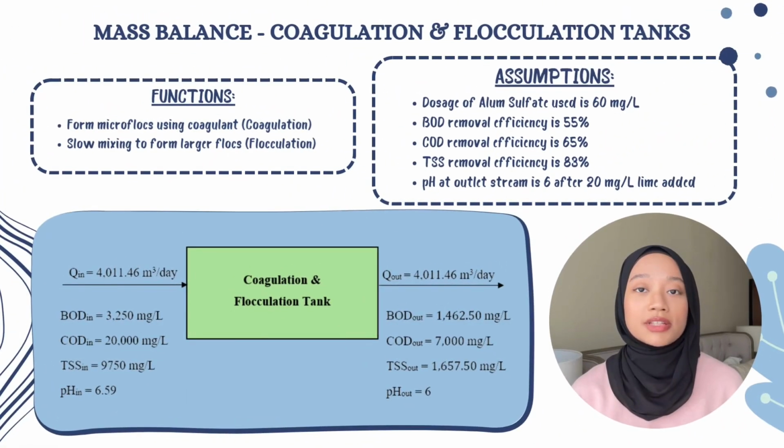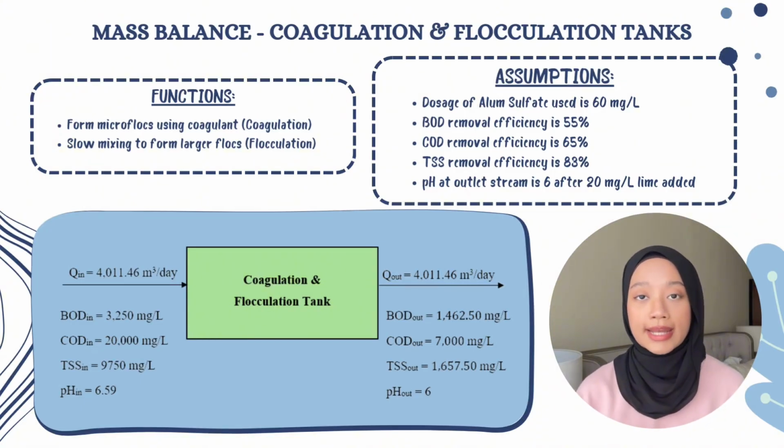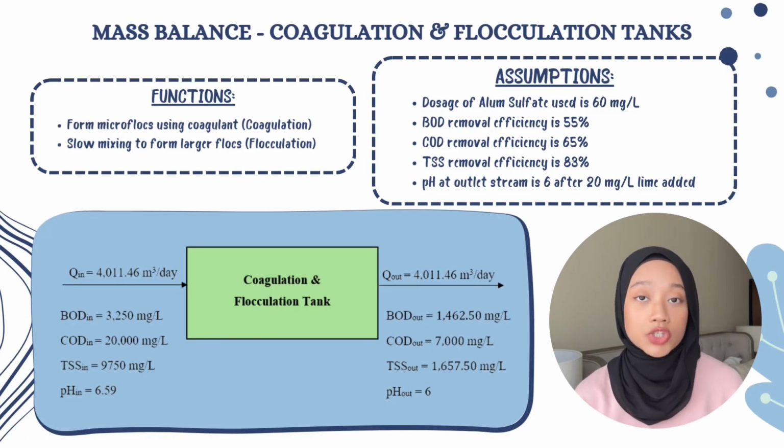The coagulation tank functions to destabilize suspended particles by neutralizing their charges using coagulants like aluminium sulfate in the tank. The mixing process encourages small particles to form small flocs or microflocs. As for the flocculation tank, it is where the small flocs turn into larger and denser flocs, encouraged by slow mixing. The assumptions of the mass balance of these two pieces of equipment are according to the literature review.